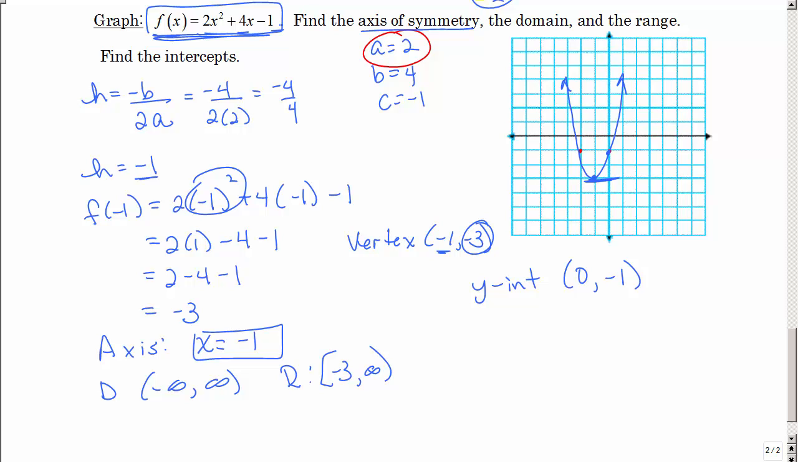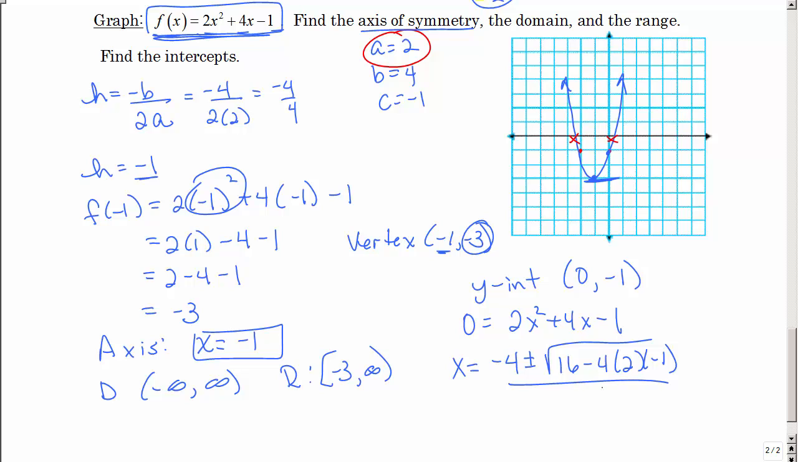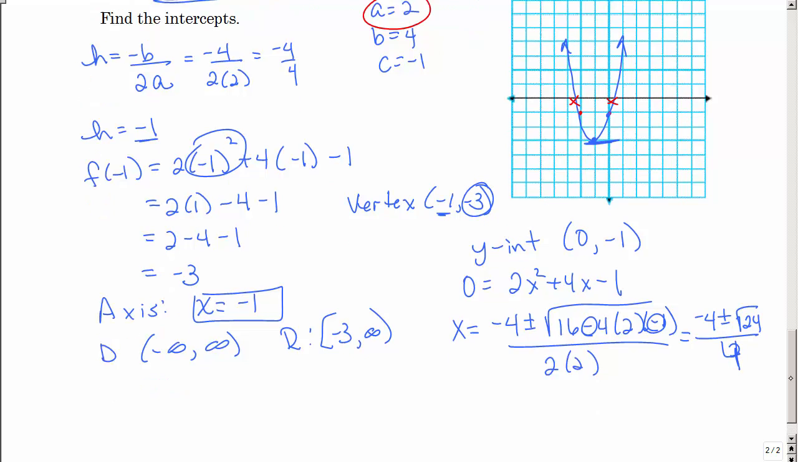What we can't do is tell from the graph where that point is and that point is, so I've got to do the algebra again. And no, you can't factor it, but if you can, then factor it. Quadratic formula. So this time I have two negatives, so that's positive, so that's 16 plus 8, which would be 24, over 4.